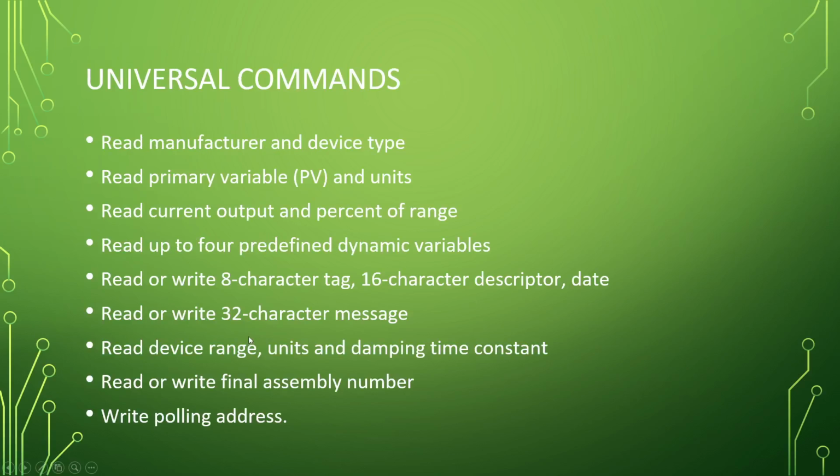So here you have a list of universal commands. Nothing super fancy here, but manufacturer, device type, primary variable, and its units. That units one is really important, right? Is it volts? Is it temperature? Is it millivolts? Is it degrees Celsius or Fahrenheit? Again, what are we communicating with? And so that can be a very important thing for you to be able to pull up, is that unit that's being used. The current output percent, defined mathematicals.